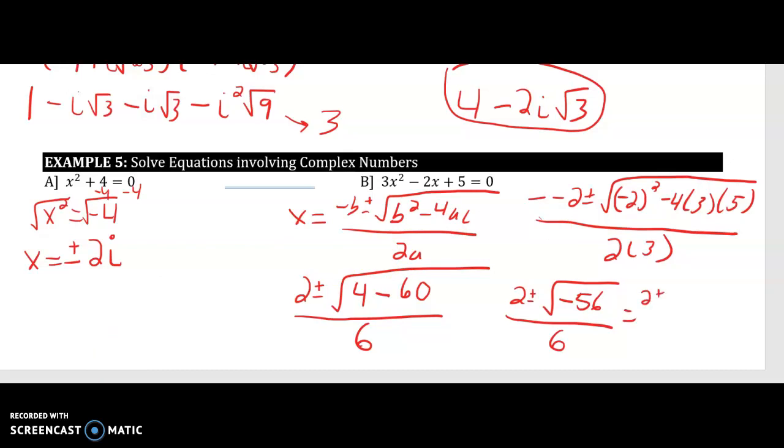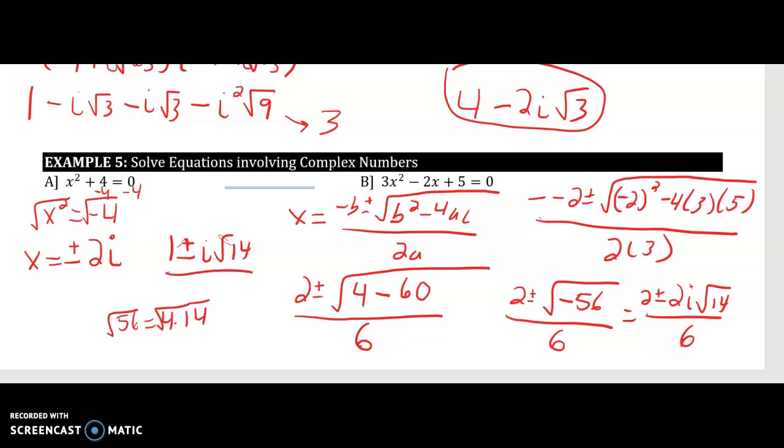So I'm going to have 2 plus or minus. What's the square root of 56 simplify into? 56 is 4 times 14. So that's what the square root is going to simplify into. 4 times 14. So square root of 4 is 2. Bring out the negative as i. And you leave the 14 on the inside. And it's still all divided by 6. So one last thing to do. Divide by 2, divide by 2, divide by 2. You get 1 plus or minus i square root of 14 all over 3.